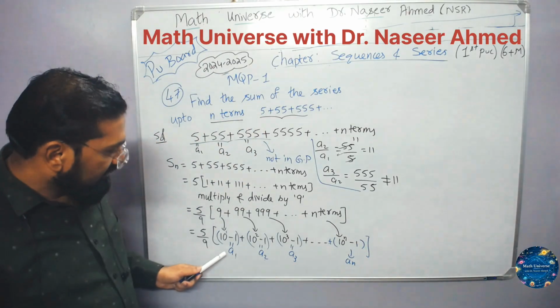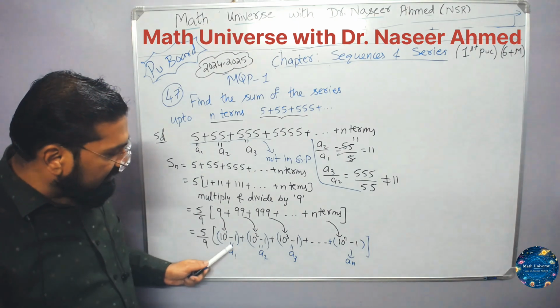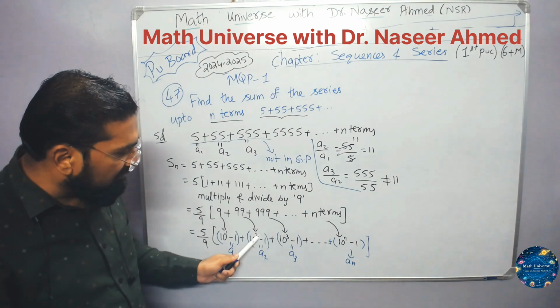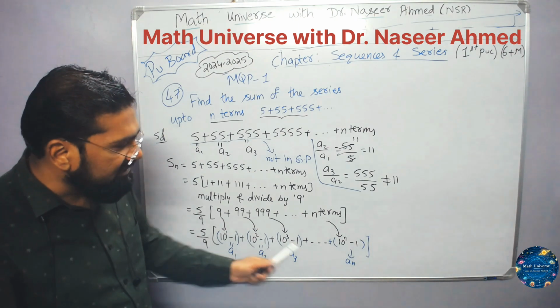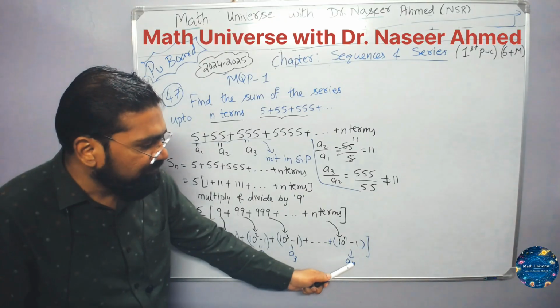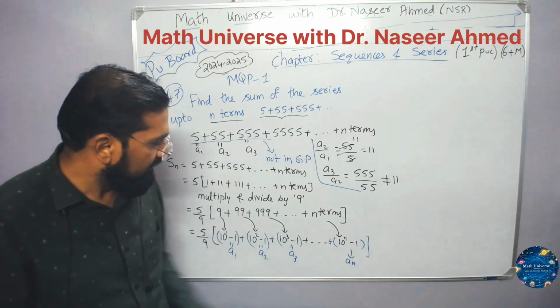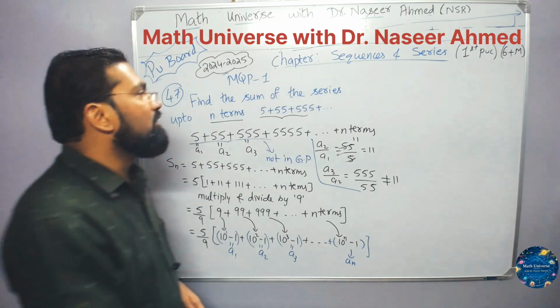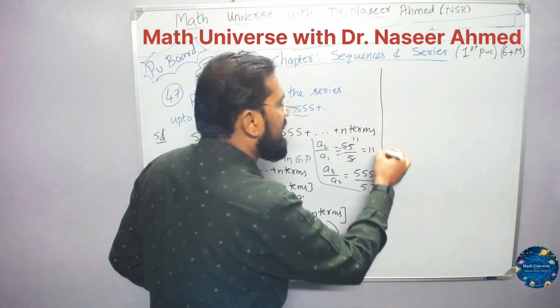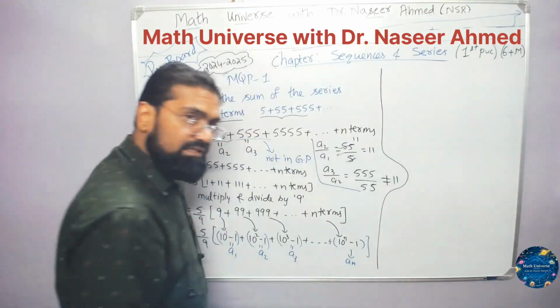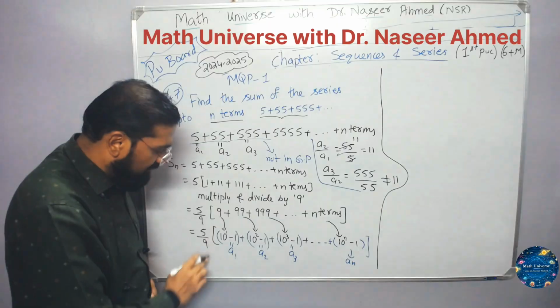I just saw that my index and the power of 10 are matching. Index is 2 here, power of 10 is 2. Index is 3, power of 10 is 3. Similarly, since I want the last term, index is n, so it should be n here. Minus 1 same. Now what we are going to do? We are slowly trying to convert to GP now. Let us try to collect all. First 5 by 9 as it is.